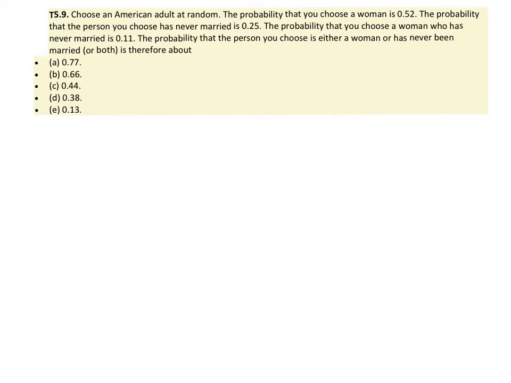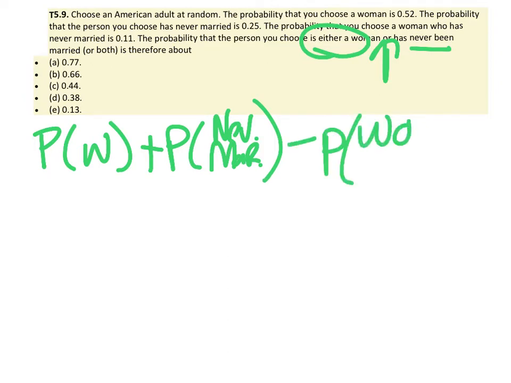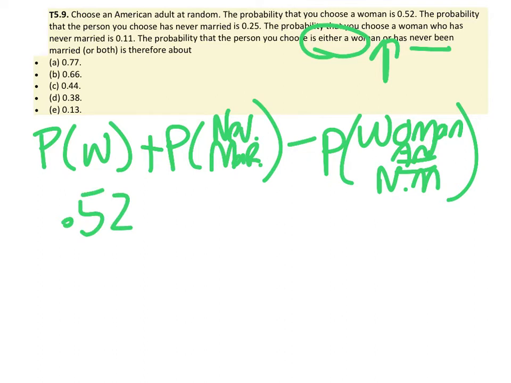They want here the probability that a person is either a woman or has never been married. So I'm going to write that out as the probability of being a woman plus the probability of never married. Just abbreviating here. Now I have to be careful. I have to back out the probability if you were a woman and never married. The probability of being a woman is 0.52. The probability of never married is 0.25. If I back out those women that were never married, I have to subtract out the 0.11. Therefore, we're going to come up with the answer of letter B.